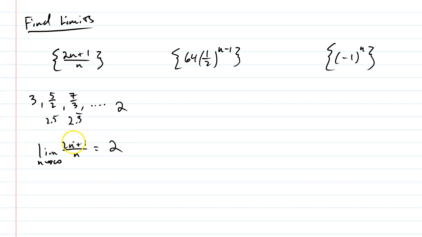Now, the reason I'm confident about this, too, is that if you look at the lead terms of a fraction like this, a rational expression, it's going to be 2 if you were to divide that out. Alright, so 2 is our answer there. Here, let's write out a couple. If I put 1 in there, I'm going to get 64 times 1, because it'll be to the 0 power. If I put in 2, I'm going to have 64 times 1/2, which will be 32. And if I put 3 in, I get 64 times 1/2 twice, so a quarter, that's going to be 16, dot dot dot.